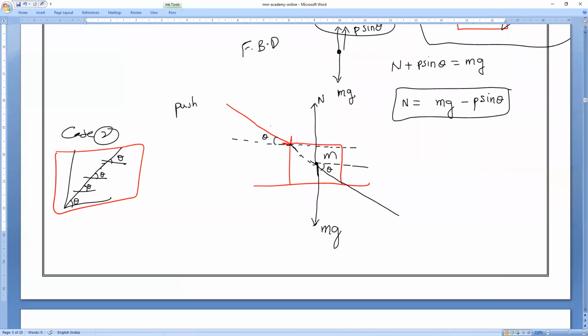Now it is a pushing case. So everywhere theta is the same. You have studied inclined surfaces in mathematics. If here is the angle theta, then here is also theta, opposite angles are equal, correct? So the force is acting now, the pushing force. If it is the pushing force, the force is actually acting in this direction.